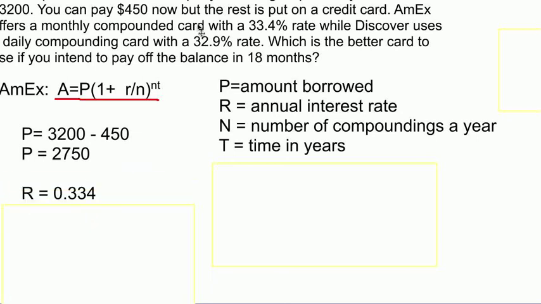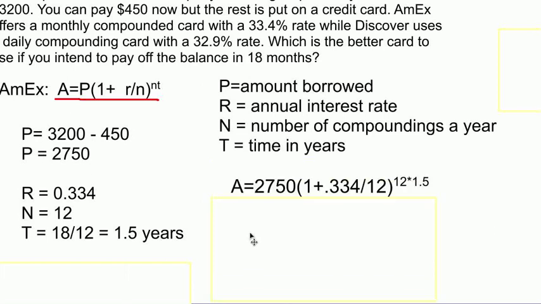Our rate is the interest rate for the American Express card simply as a decimal. Pretty straightforward there. N is the number of compoundings a year, which in this case is 12 months in a year. And T is the time in years, which is not 18. If you use 18, you'll get a different incorrect answer. 18 is the number of months, and since there are once again 12 months in a year, we get 1.5 years as our T value. So now we have everything we need. We have P, R, N, and T to find A, the amount we actually pay for this borrowing.